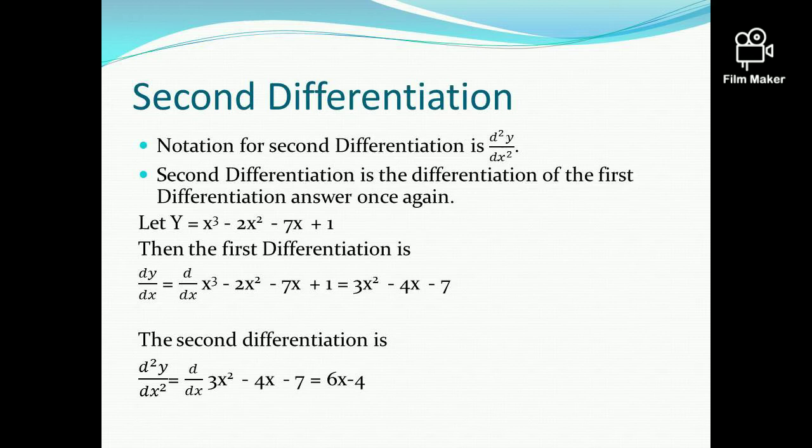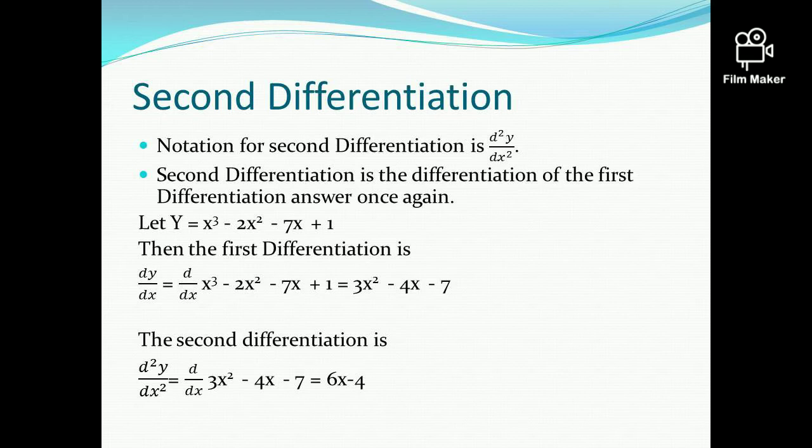For example, if you get y equals x cubed minus 2x squared minus 7x plus 1, then if you differentiate it once, you will obtain the answer 3x squared minus 4x minus 7. You have to use the usual differentiation rules. To obtain the second differentiation, you need to differentiate that answer. That means you have to differentiate 3x squared minus 4x minus 7, using the usual differentiation formula. In that case, you will obtain the answer 6x minus 4.